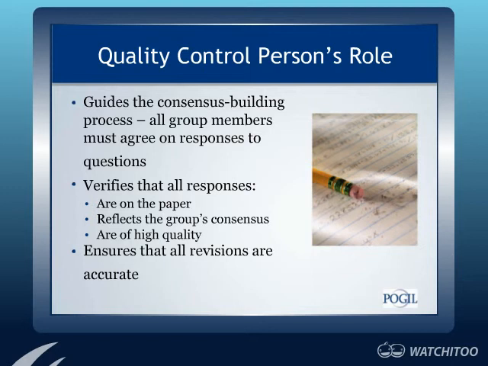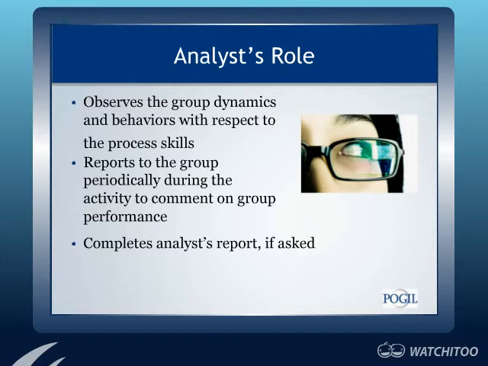So the quality control person verifies that all responses are on paper, that people have filled out their papers correctly, that the answer written is the group consensus answer, and that people are writing high quality answers. If revisions or changes have to be made, they make sure everyone records that accurately.